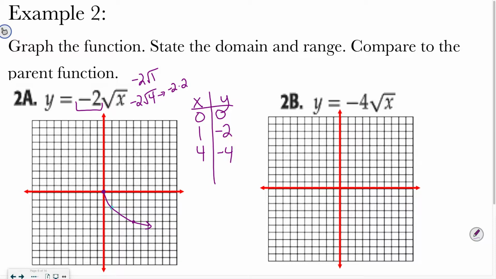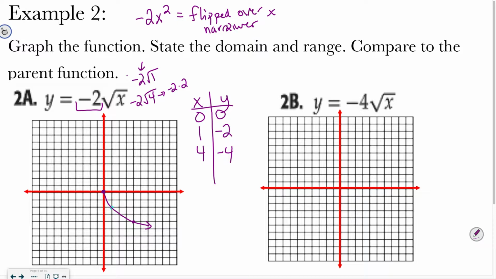So my graph is going to look like that. The way this works is the 2 stretches it, but that negative flips it over the x-axis, just like it was flipping. If I said -2x squared before, you said that was flipped over x, and then it was also narrower, was what we used to say.